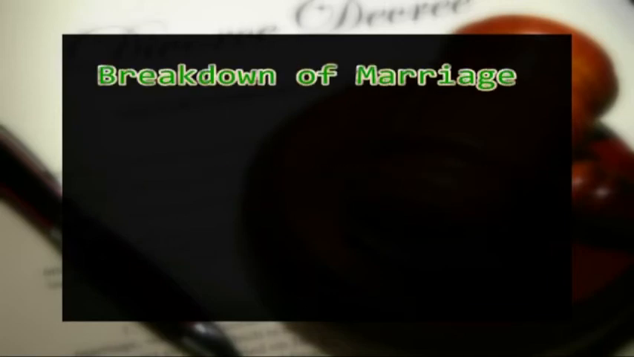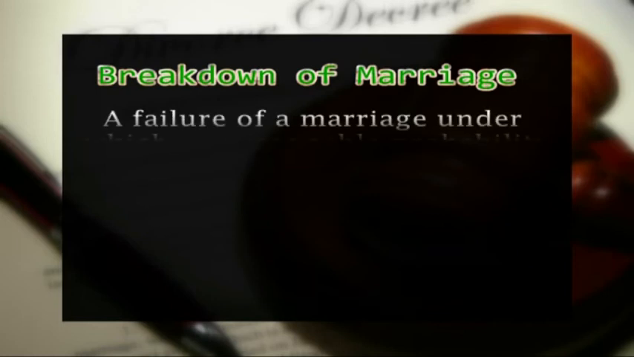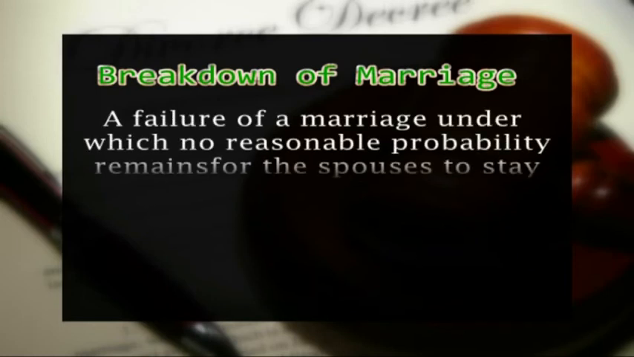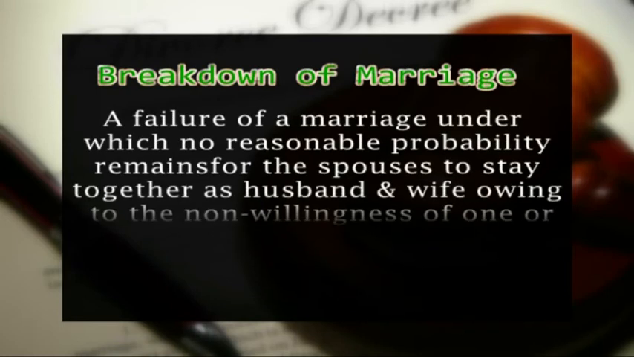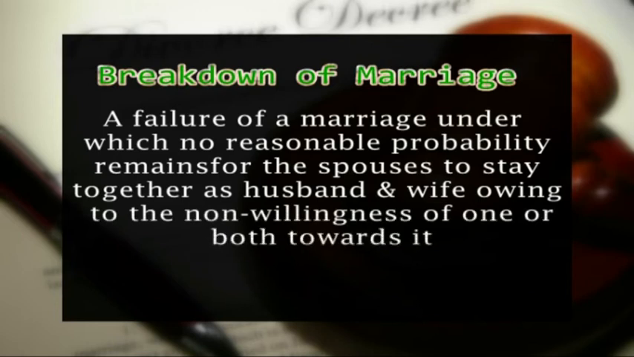Number third theory is breakdown theory. Breakdown of marriages can be defined as a failure of a marriage under which no reasonable probability remains for the spouses to stay together as husband and wife owing to the non-willingness of one or both towards it. The purpose for which the institution of marriage has come into existence will stand shattered if one of the parties is no more willing to continue the marriage.